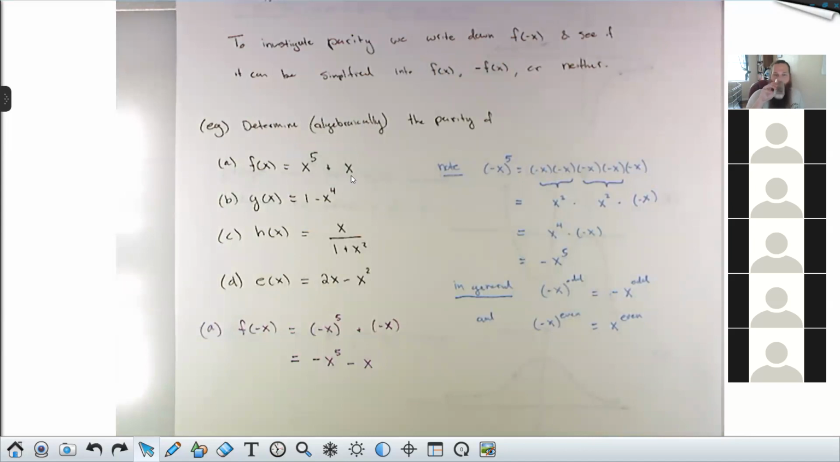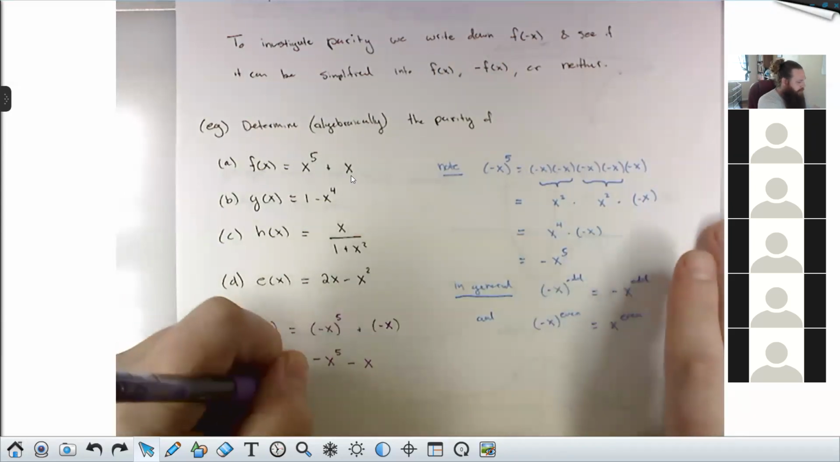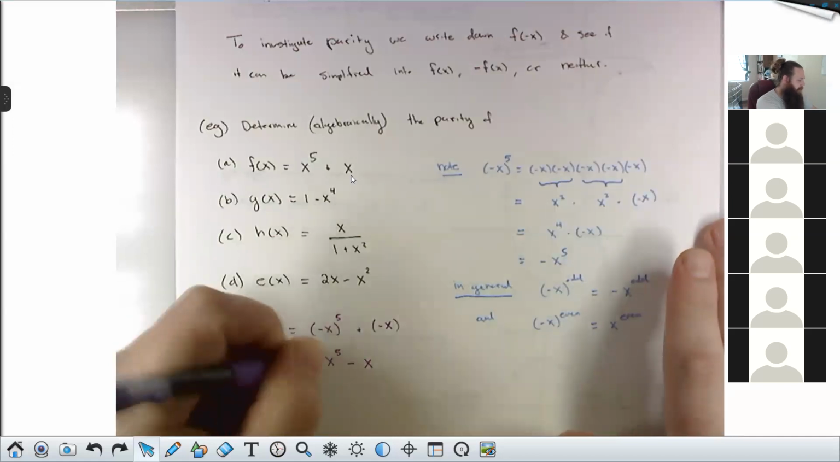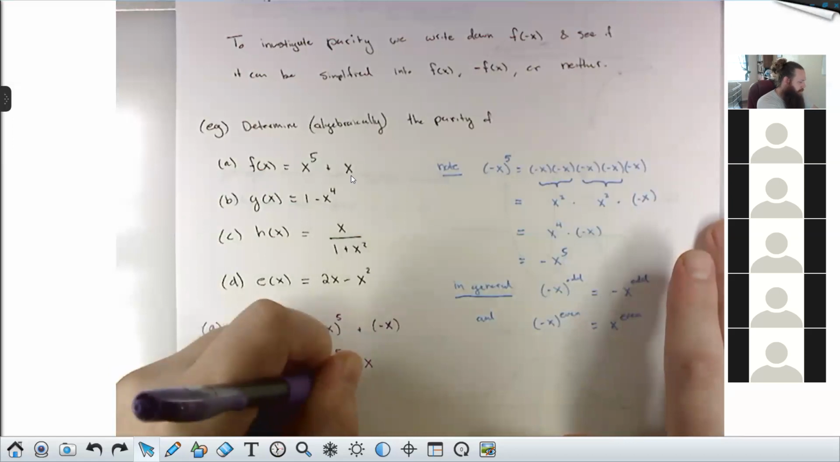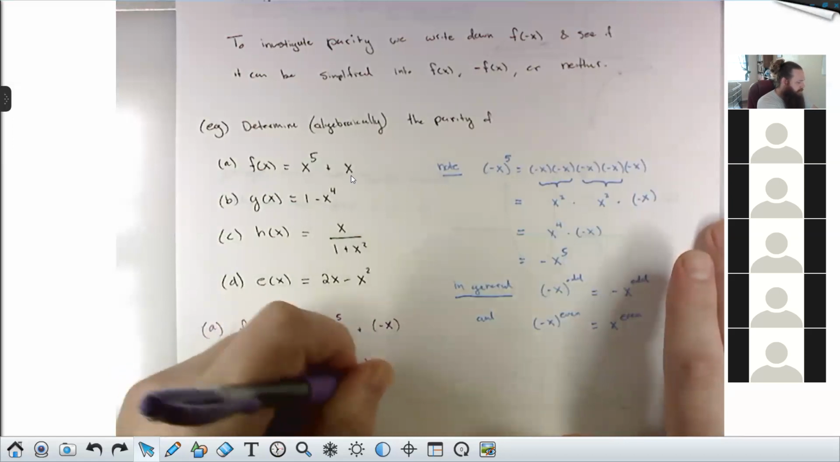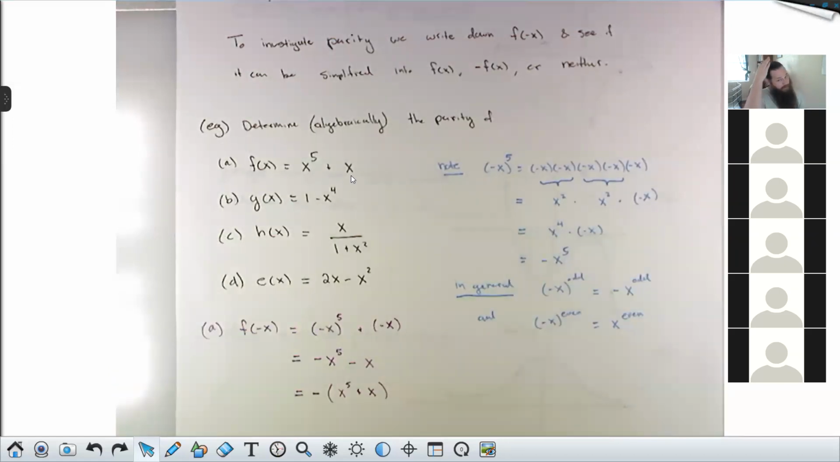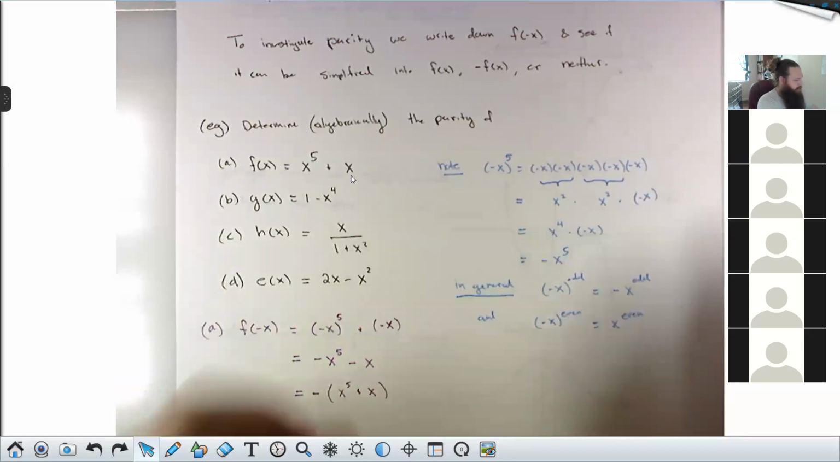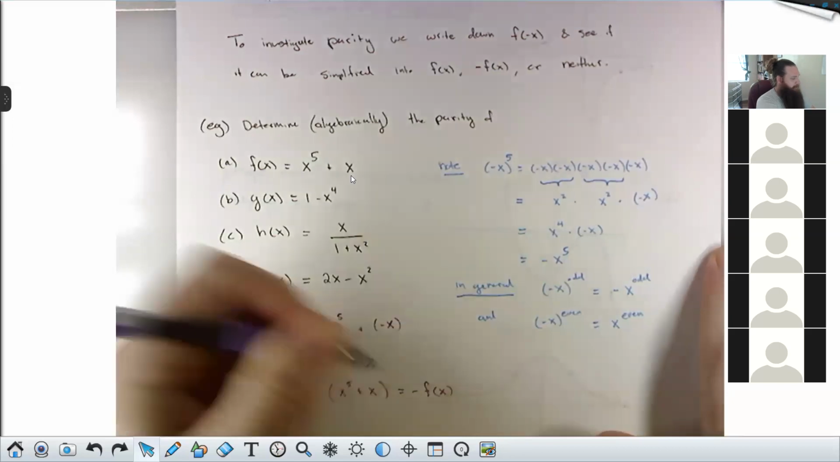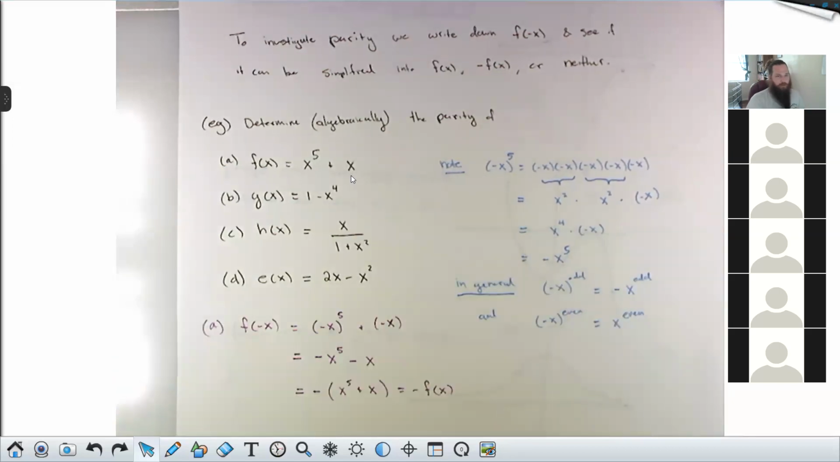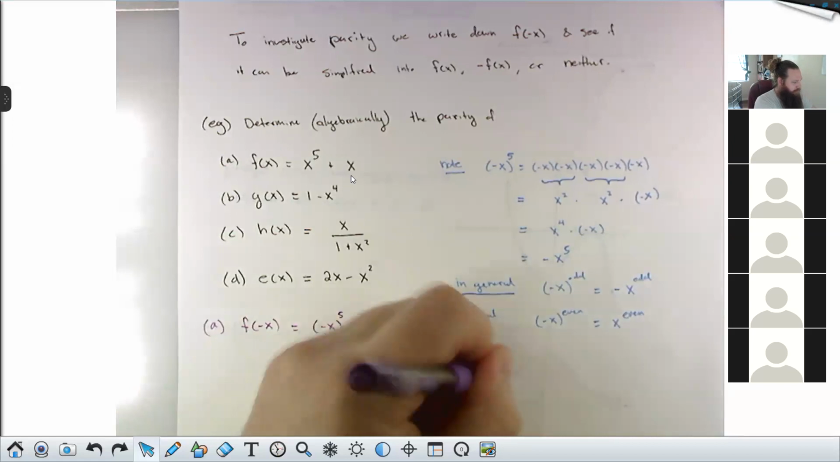You take out the factor of -1. Excellent. Yeah, John nailed it. We can factor out a -1. We can factor this negative. This becomes negative, parentheses, x to the 5 plus x. And now that x to the 5 plus x, that's my original. This is negative f of x. So f is odd.